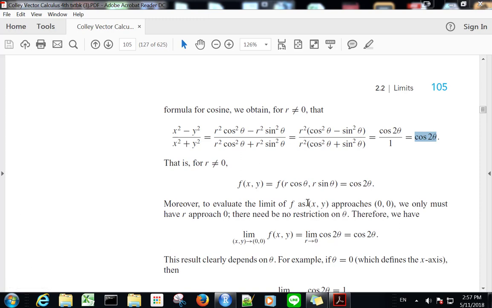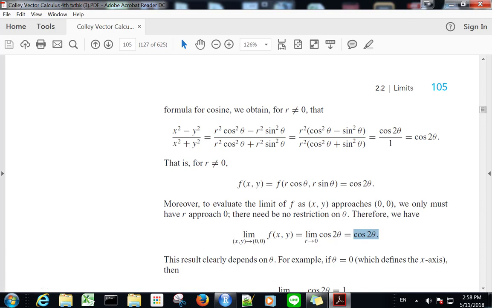So if we want to check what the limit is as the vector x approaches this, then we only have to think, let r approach 0. And there's no restriction on theta. But this doesn't even have an r in it. So the limit of this as r approaches 0 is just this, nothing. It's just the same thing. It hasn't changed. So the limit is this. And this shows very clearly that the limit depends on theta.